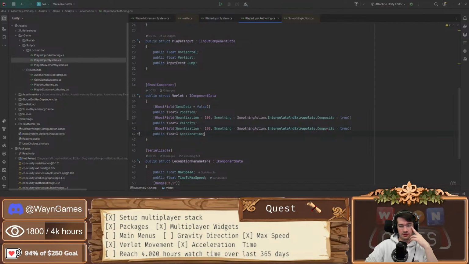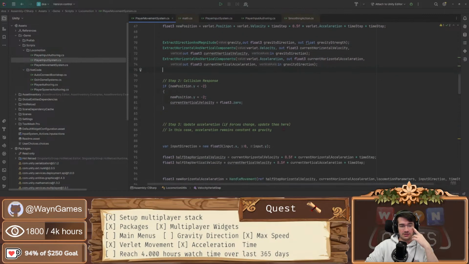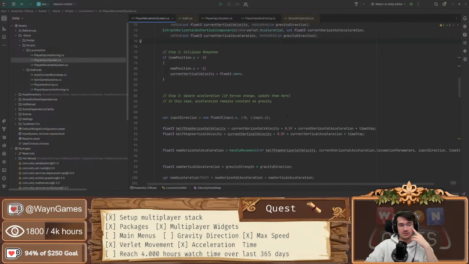From what I understand, it is basically to say that all the components, so X, Y, and Z, or the float 3, are usually changing all at the same time. So that enables some optimization in the synchronization. And in the movement itself, I also extracted the vertical and horizontal component for the acceleration. And I think I have a mistake somewhere.